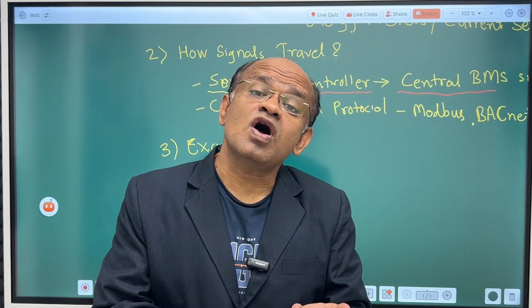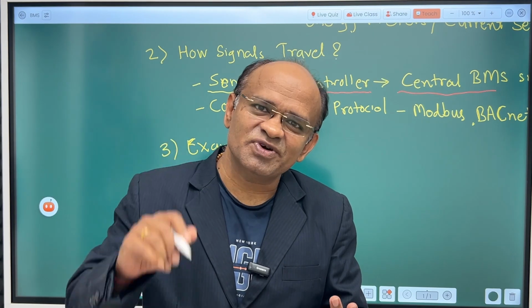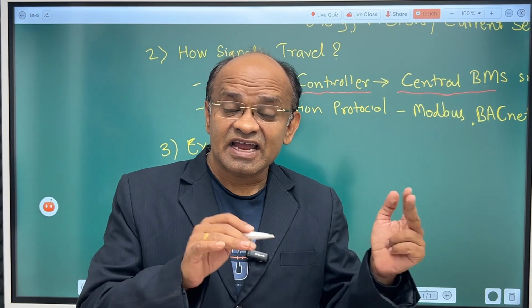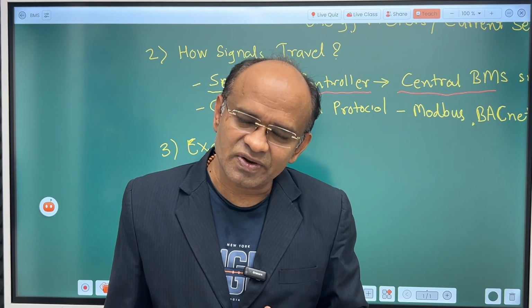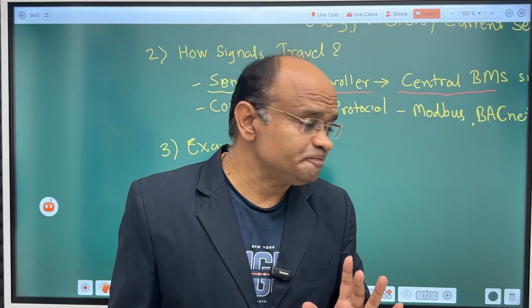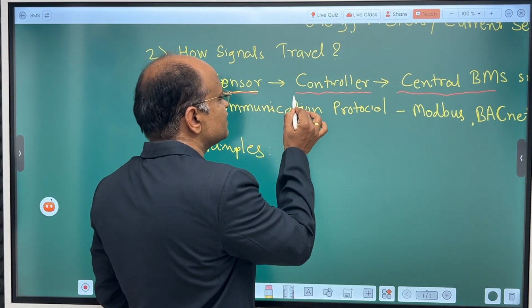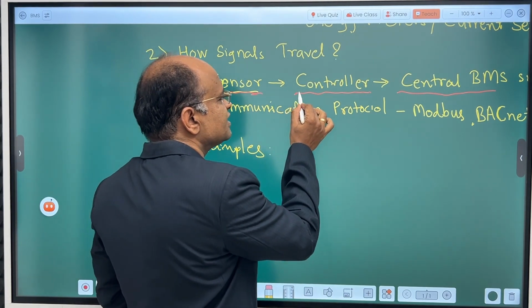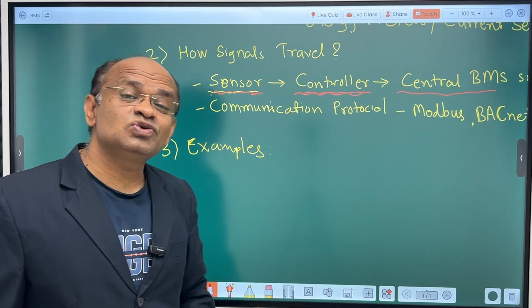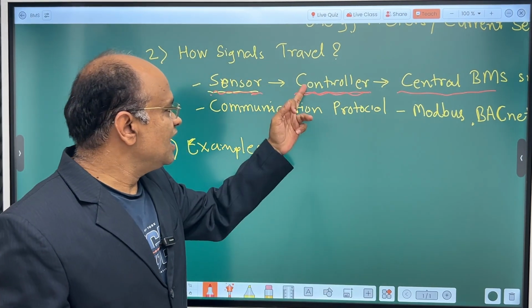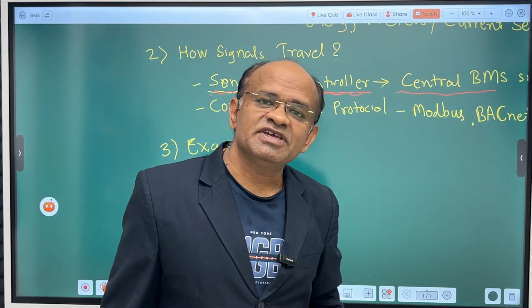Now, digital means what? 0, 1, 0, 1, right? You remember the computer class, how communication happens between computers. 1010 language. You should understand 0 and 1. So from the sensors, that 010 language is converted, and then the controller will come to know what this sensor is trying to say. And then this controller will give the signal to our central BMS system.